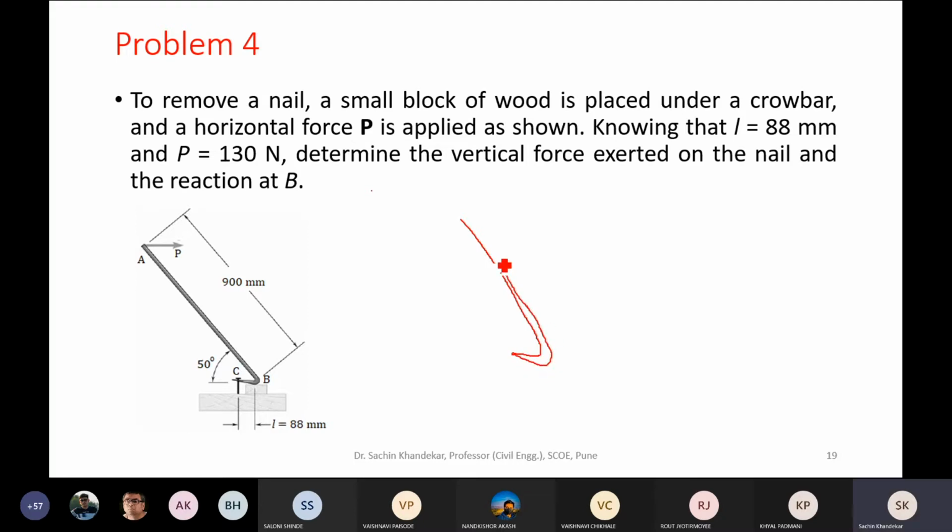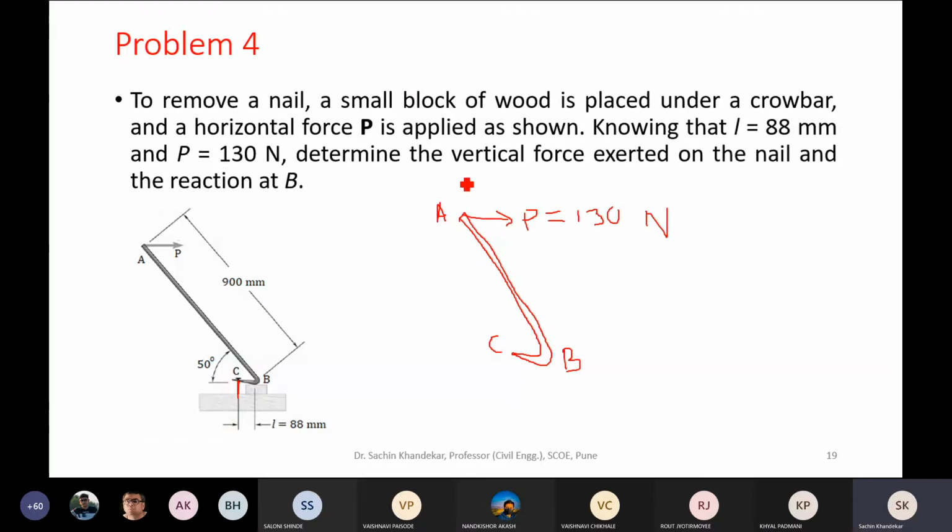Now please note that I am going to draw the free body diagram only of this crowbar A, B, C. So what are the various forces acting on it? Of course, the external force applied at end A, whose magnitude is 130 Newton, which is given in the problem. Then, can anybody answer, what is the nature of force induced in this nail? Is it a tension or compression?